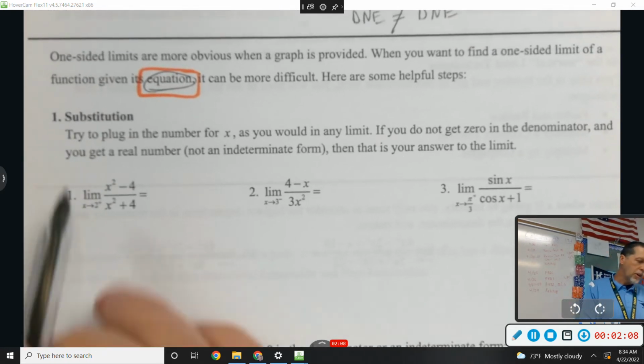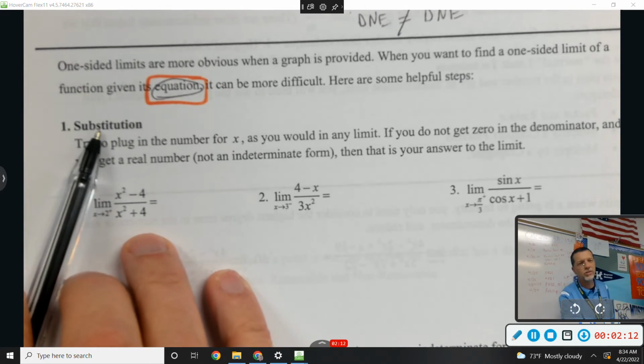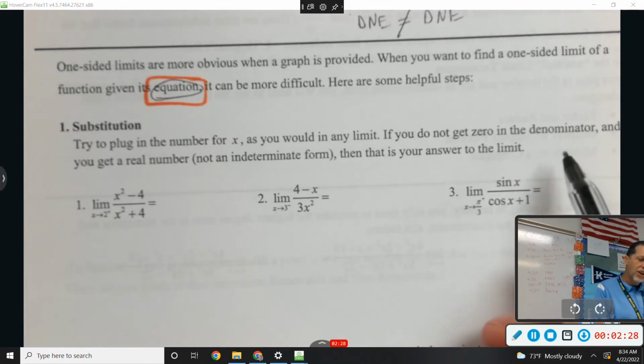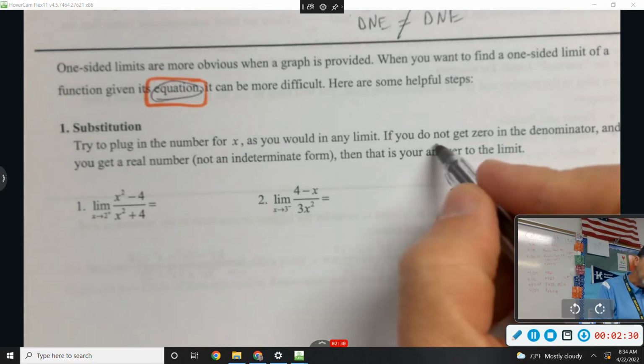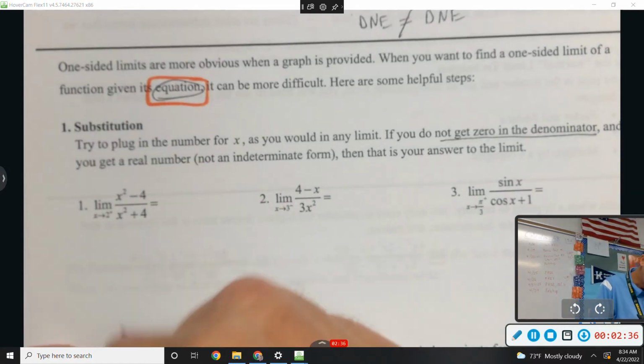Now, the first go with limits is always, and I'm still trying to drill this into my calculus students' heads, when you first get a limit, try substitution. Because in calculus we've learned a few more things, but there's still some where substitution works. So try substitution, and basically if you get a nice number, that's your answer. If you do not get 0 in the denominator, then you're good.